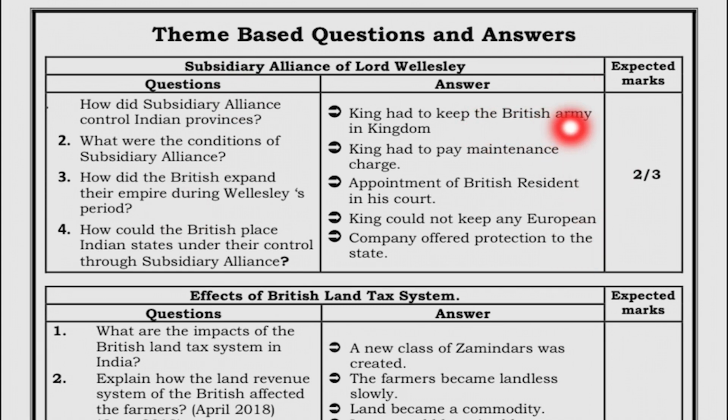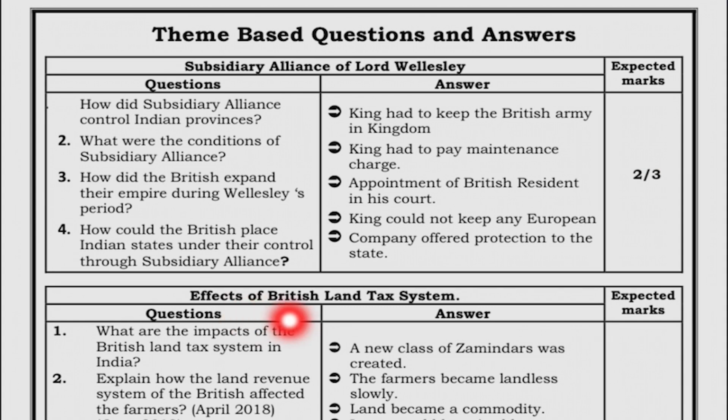King had to keep the British army in the kingdom. King had to pay maintenance charge. Appointment of a British resident in his court. King could not keep any European. Company offered protection to the state. What is the expected marks? It is around 2 to 3.